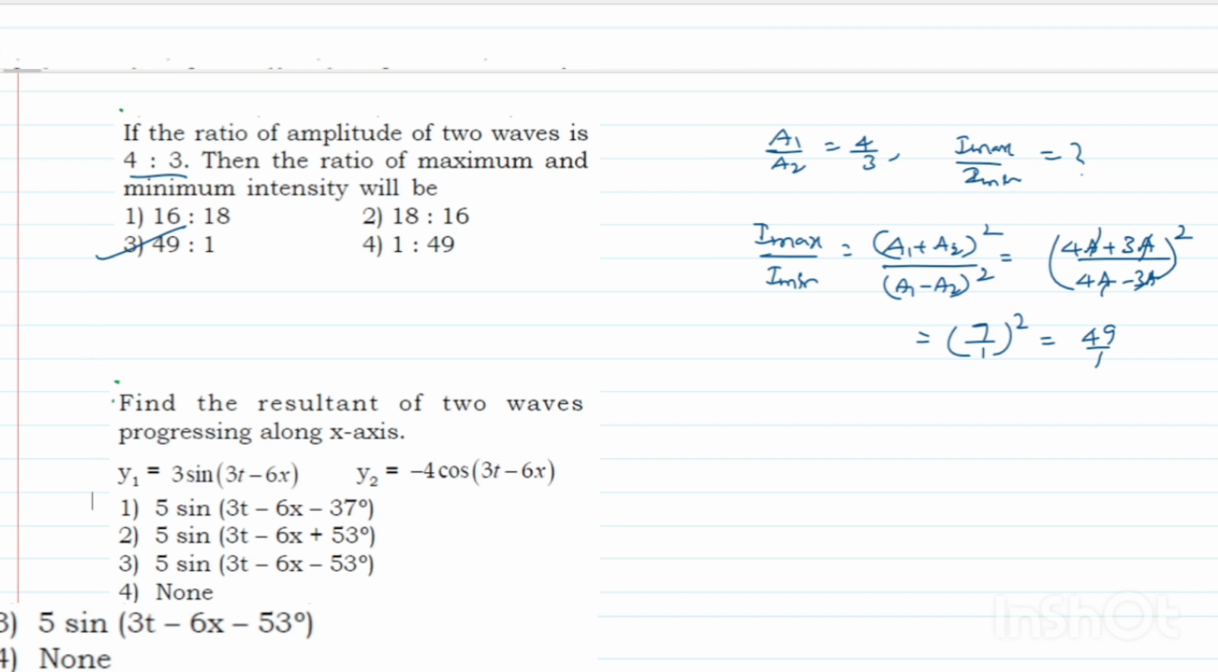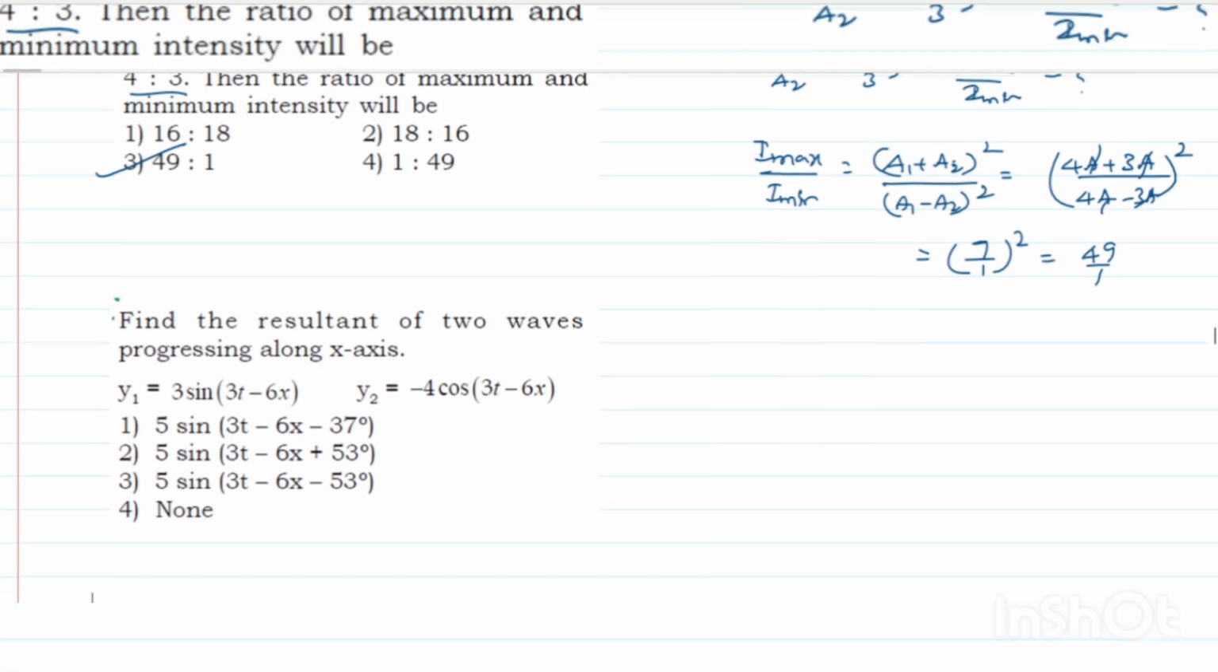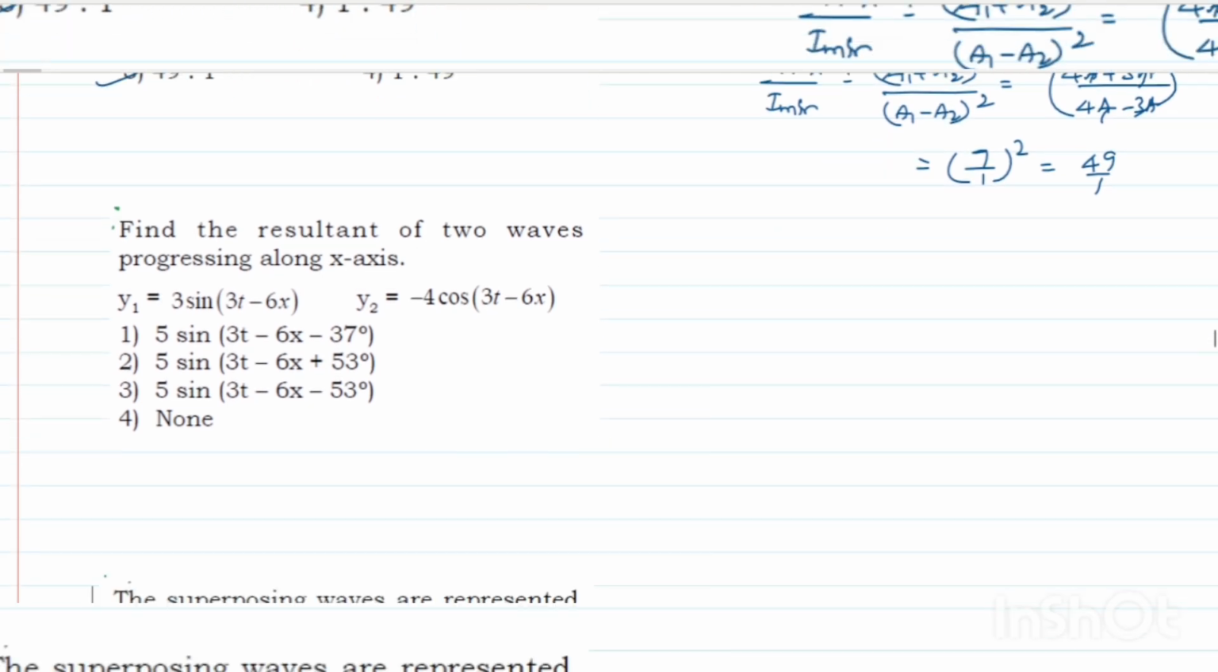Let us see the next question. Find the resultant of two progressive waves along the x-axis. They are asking for the resultant wave of the two equations. Now, students, y1 is given as 3 sin(3t minus 6x), and y2 is given as minus 4 cos(3t minus 6x).